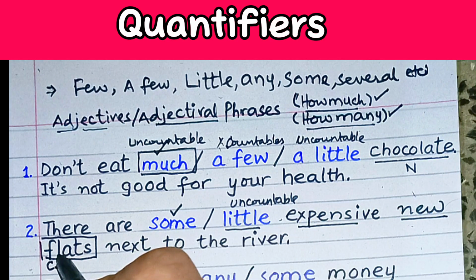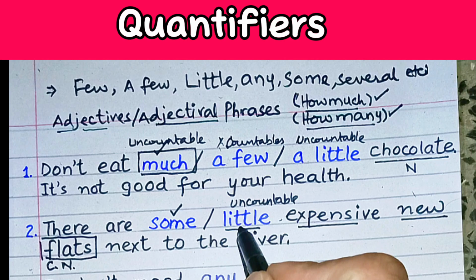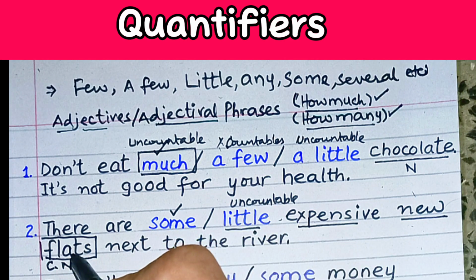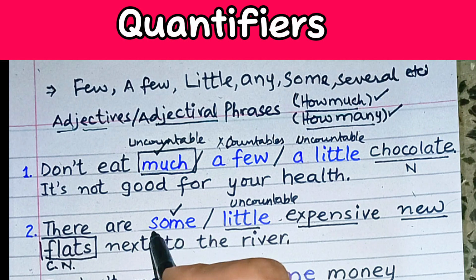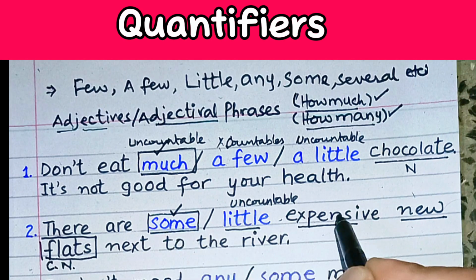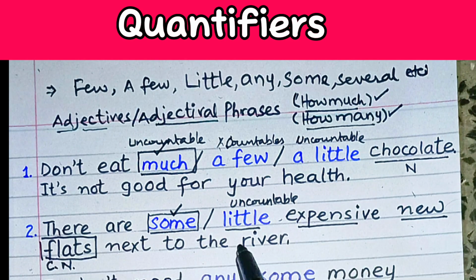Little flats is totally wrong. Why? Because little is for uncountable nouns. Flats are not uncountable, rather they can be numbered, they can be counted. So some flats is the right option. Some is a quantifier that is the right option over here. There are some expensive new flats next to the river.